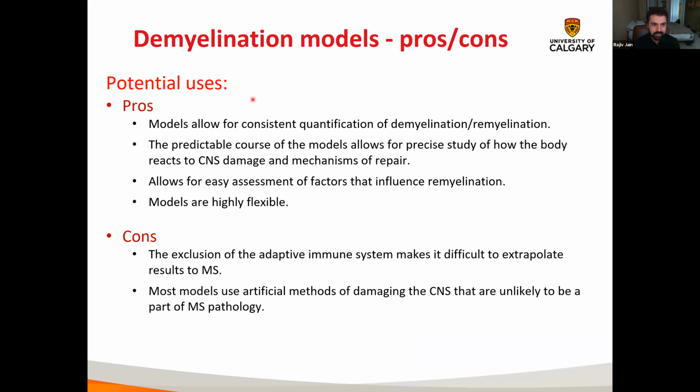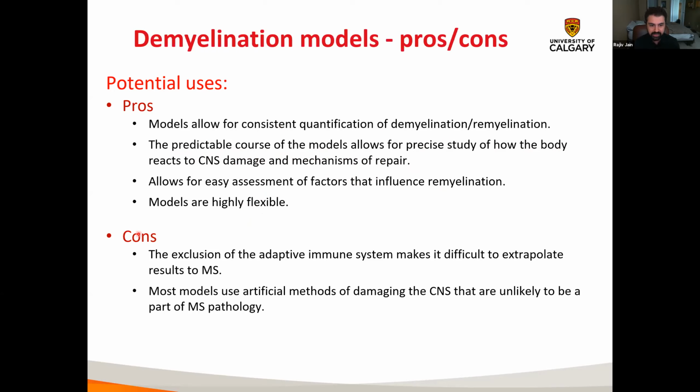So the potential uses or pros and cons of this model. These models generally allow for consistent quantification of demyelination or remyelination. And this is really useful when you're trying to assess things that will actually influence remyelination. It also has a predictable course, which allows precise study of how the CNS reacts to damage and how the mechanisms of repair actually work, and these models are very flexible.